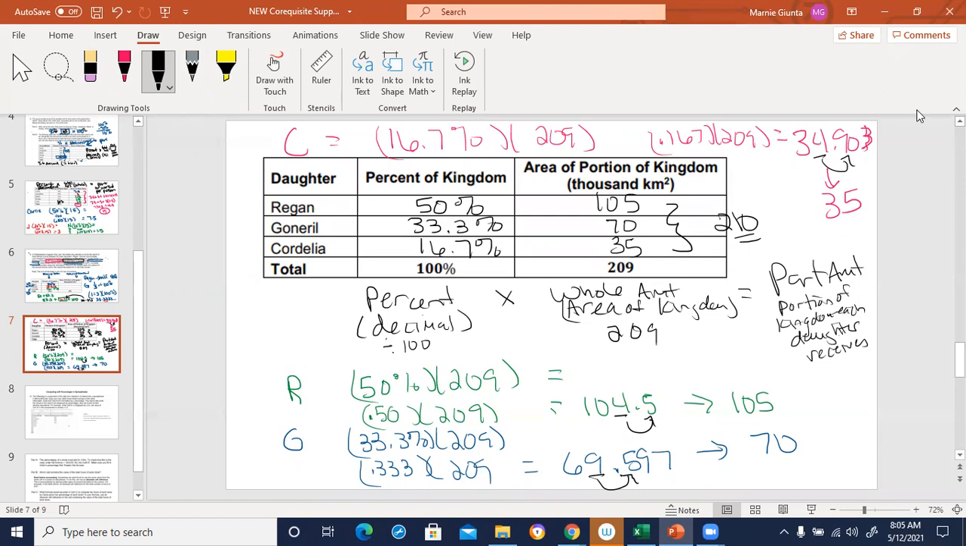And when I look at all my rounding, I noticed that none of them stayed the same. This didn't stay at 104, it went to 105. This didn't stay at 69, it went to 70. And this didn't stay at 34, it went to 35. So my guess is this would be a little higher. Okay, so again, that all makes sense. So hopefully that is clear on how you take a percent, you know a whole, and you can split it into parts and translate those into percentages and total amounts.